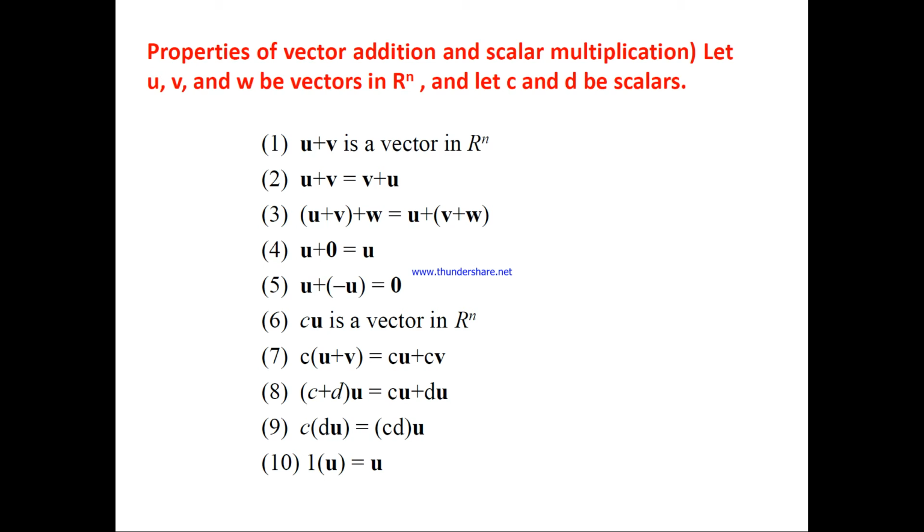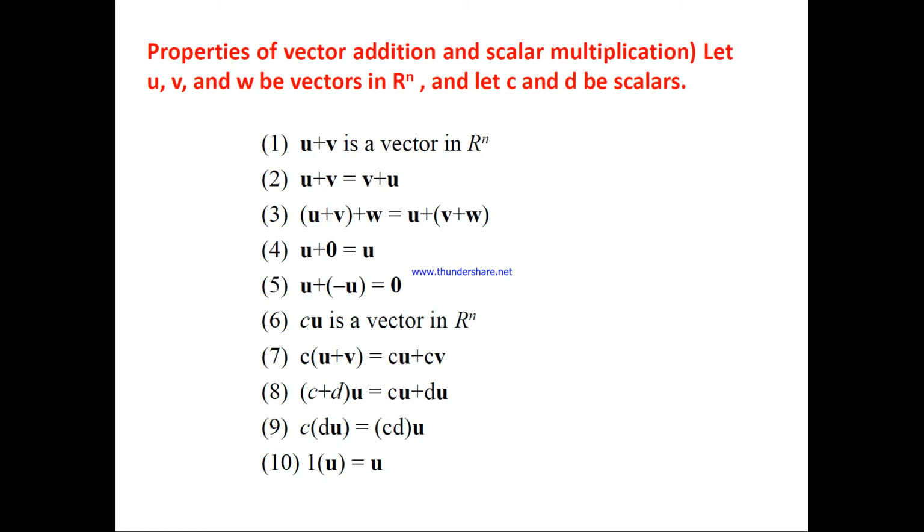The ninth property is you take c and d, two different scalar elements, multiply d with the u vector first and then multiply that with c. That should be equal to multiplying the scalar elements c and d together and then multiplying with the u vector.